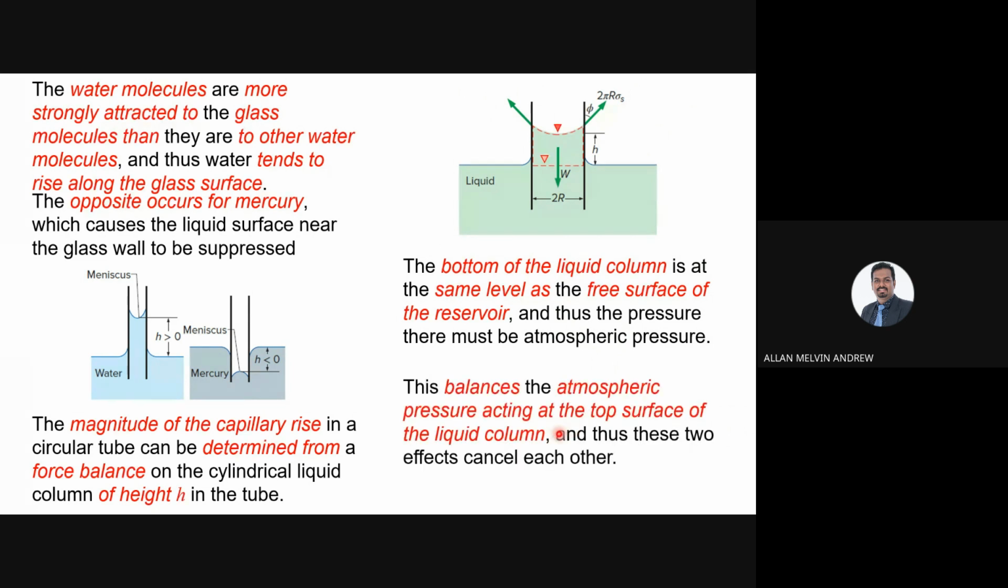The atmospheric pressure acts on the top surface of the liquid column, and thus these two effects cancel each other. So you have the balance of atmospheric pressure. You have the top surface here and also here, so it will be negligible, because it will be almost the same.